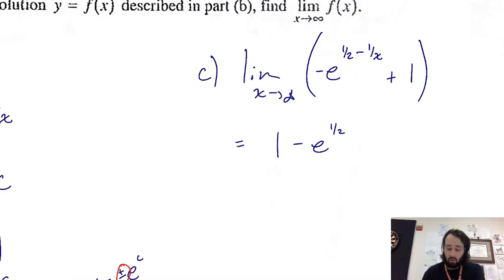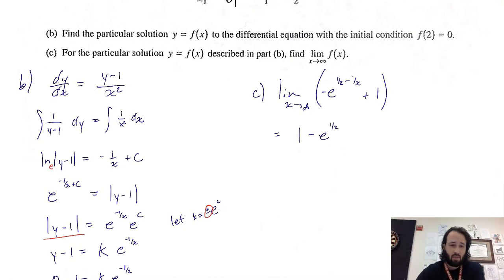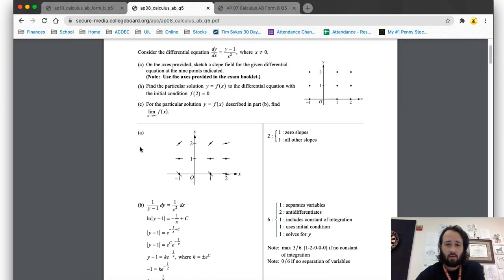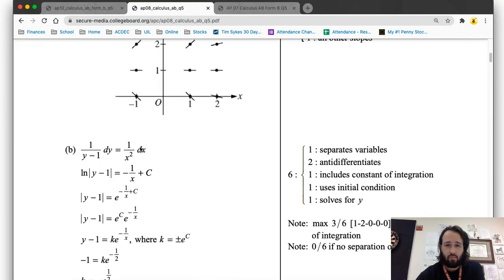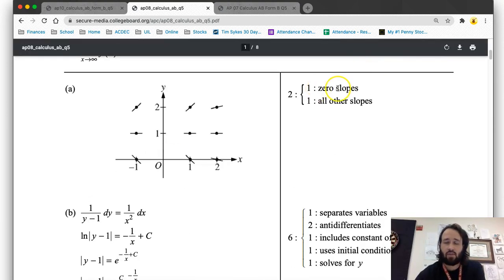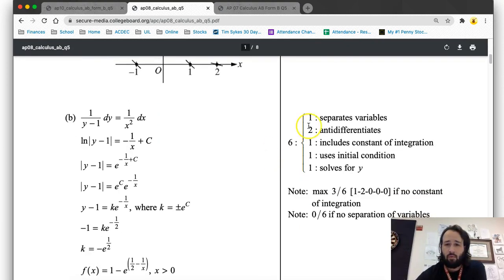Cool. And that's really all they're going to be looking for on there. So let's take a look. Let's see what solution they gave us and how they want us to write it. I believe it's this one. So let's see, again, they gave us a point for the zero slopes, and they gave us a point for the other slopes. Moving on, separation of variables, the antiderivatives were worth 2 points.